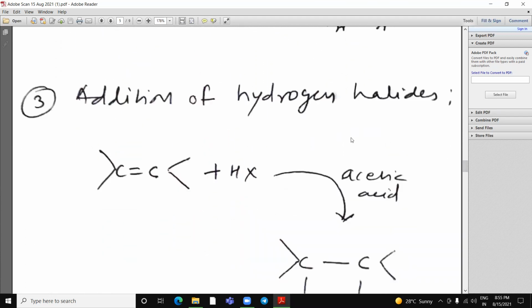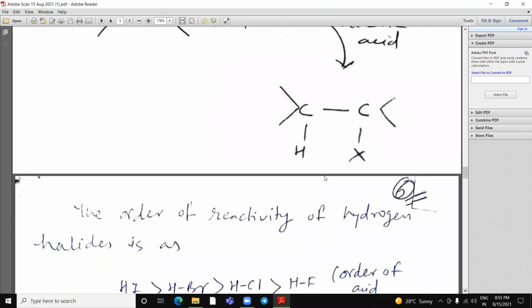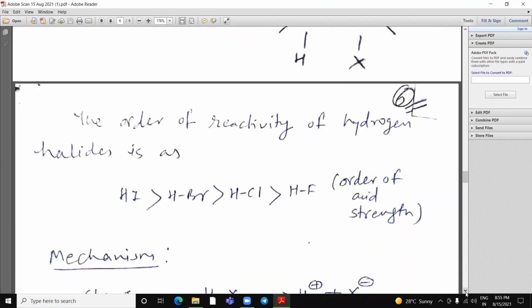Addition of hydrogen halides. Hydrogen halides also add to the alkenes, and we will get the added product. The order of reactivity of hydrogen halides is as follows: hydrogen iodide is more reactive than hydrogen bromide, then hydrogen chloride, then hydrogen fluoride.